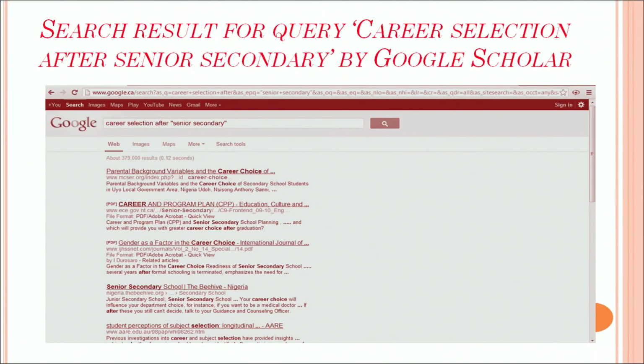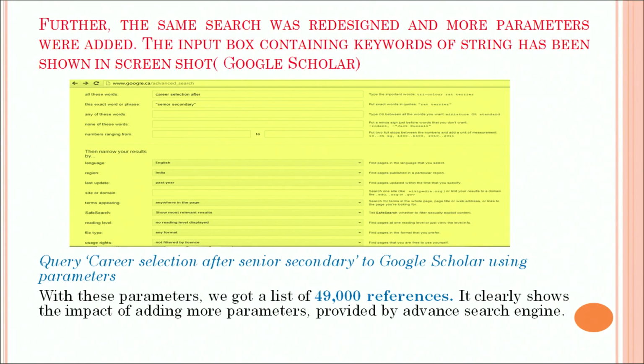This is also the Google search where we are getting the same results. Further, the same search was redesigned and more parameters were added. The input box containing the keywords of the string is shown in the screenshot, that is Google Scholar. The query is career selection for senior secondary to Google Scholar using parameters. With these parameters, we got a list of about 49,000 references. It clearly shows the impact of adding more parameters provided by the advanced search engines. Boolean logic and query.